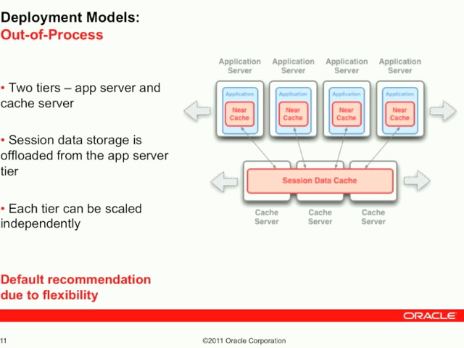Now, the beauty of this model is that you can scale each tier independently. You can add more Oracle GlassFish Server instances to handle more application load or more application requests. However, as the number of users increases and you need to store additional state, you can increase the number of Oracle cache servers.